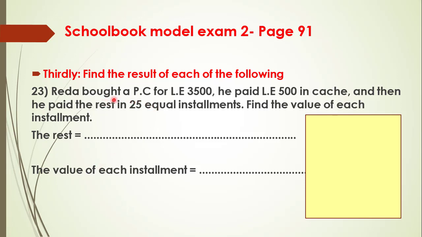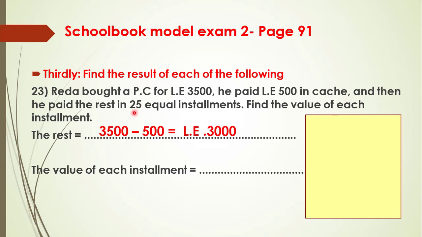Okay, the price of this PC is 3,500. He paid 500, so the remainder is 3,500 minus 500, which means 3,000. This is the remainder, or the rest. I want to divide this rest equally by 25.